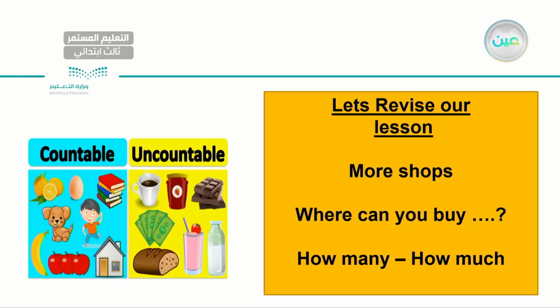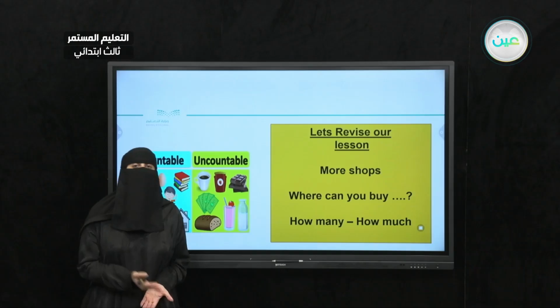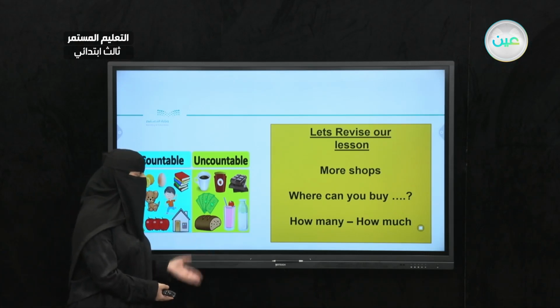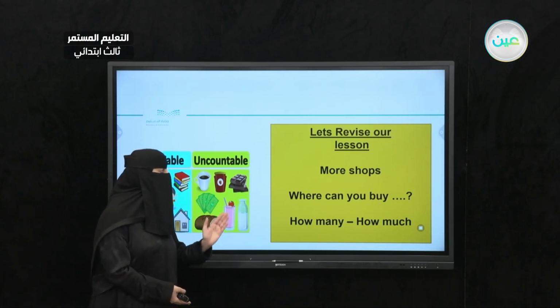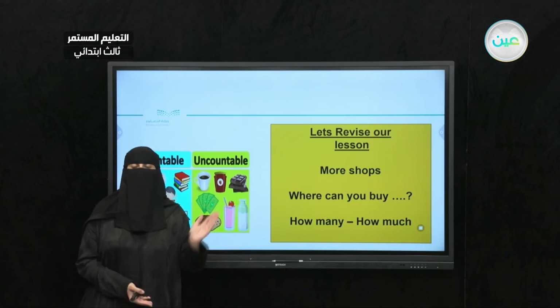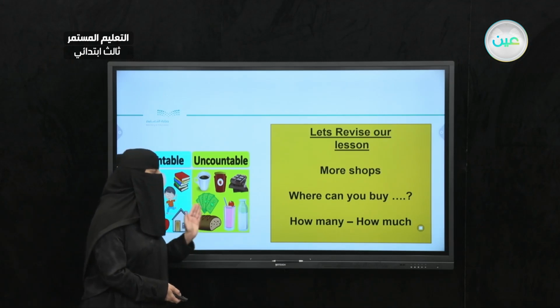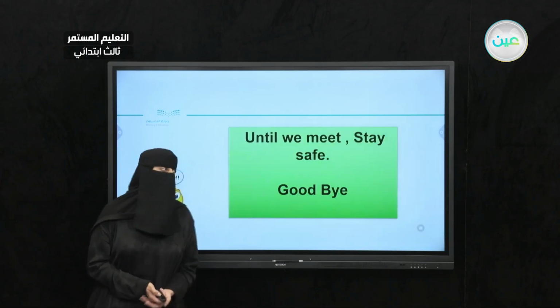So let's revise our lesson, my dear student. We practiced naming more shops, different kinds of shops, like a bookstore, a meat shop, a dress shop, a pharmacy, furniture shop. And also we were able to answer the question, where can we buy this? Or where can we get these? And also we practiced how many and how much, and I gave you a small homework.